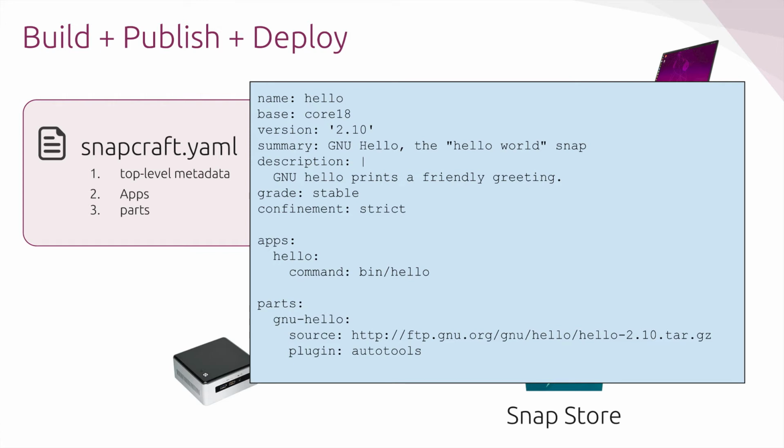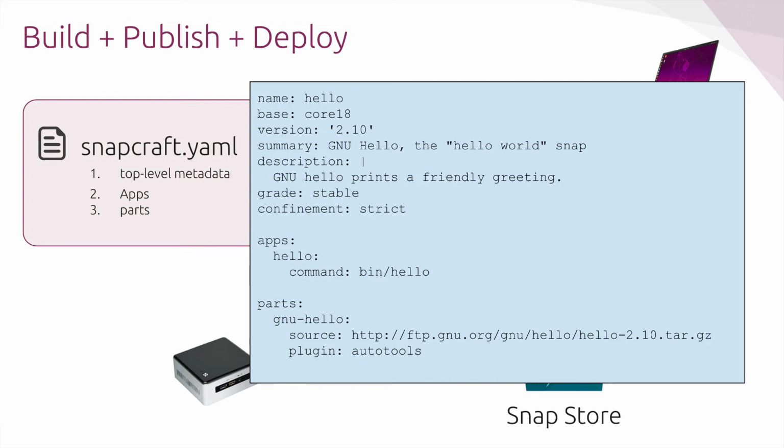This file consists of 3 main blocks. The first one includes top-level metadata with information such as the name of the snap and the base snap. In this example, it is Core 18. A summary, description, and additional info such as grade or confinement, which identifies how secure and isolated the applications in the snaps are. The second block details how applications and services are exposed to the host system.